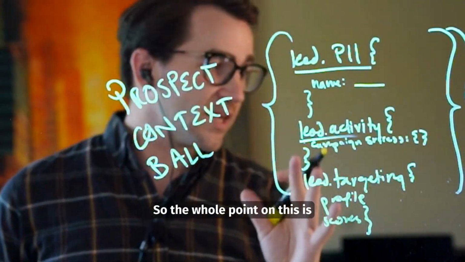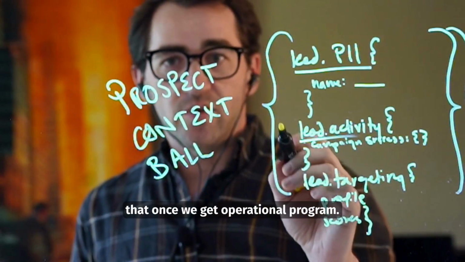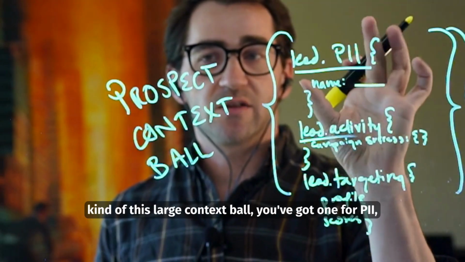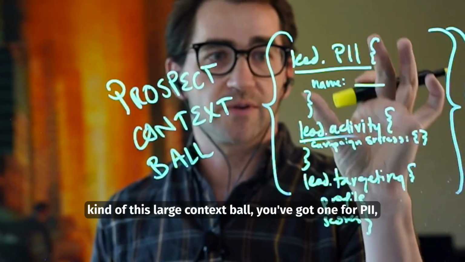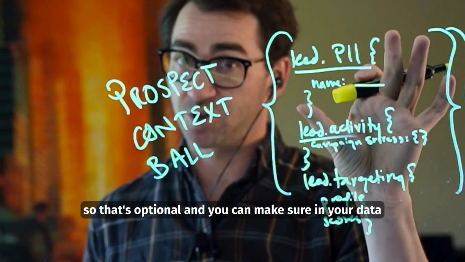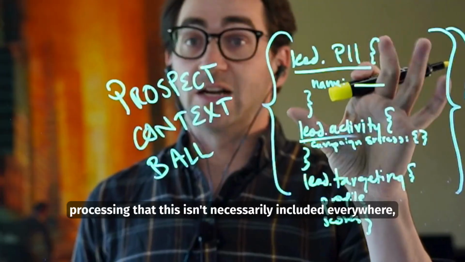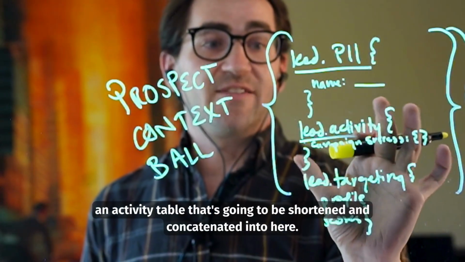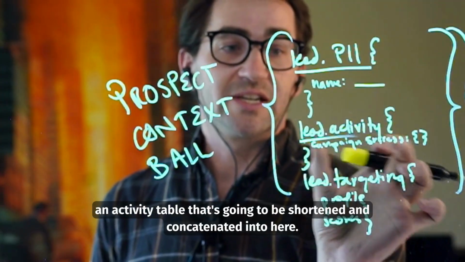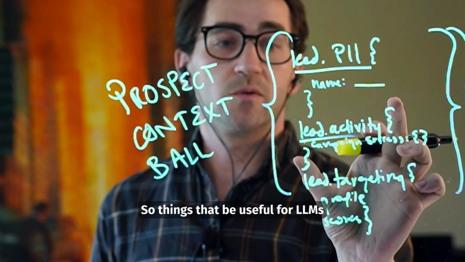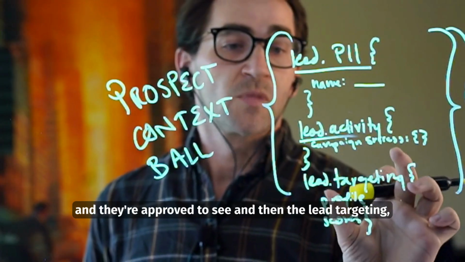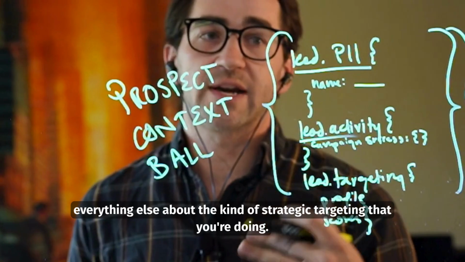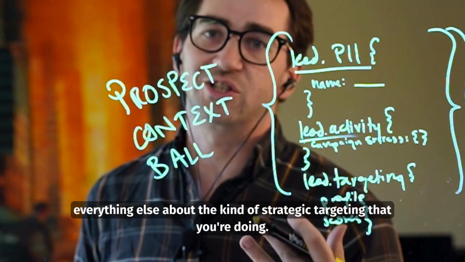The whole point is that once we get an operational program writing to a lead.pii, this large context ball, you've got one for PII, which is optional, and you can make sure in your data processing that it isn't necessarily included everywhere. Then an activity table that's shortened and concatenated in here, things that'll be useful for LLMs and that they're approved to see. And then the lead targeting, which will do things like profile scoring, everything about the kind of strategic targeting that you're doing.